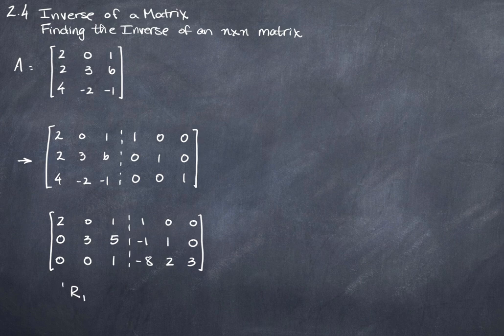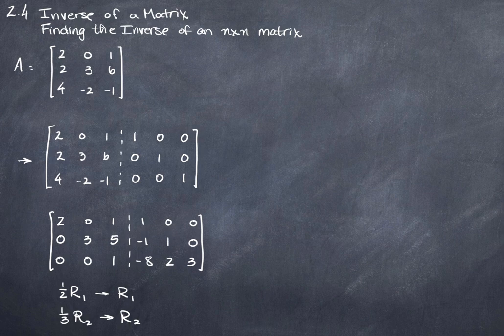Row 1 times 1/2 plus, no, not plus. I'm not adding it to anything, we're just scaling it. We're going to take half of row 1 and put it in row 1. And we're going to take 1/3 of row 2 and put it into row 2. As long as you're only scaling, I'll allow you to do 2 operations at once.